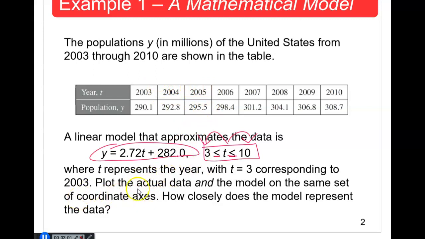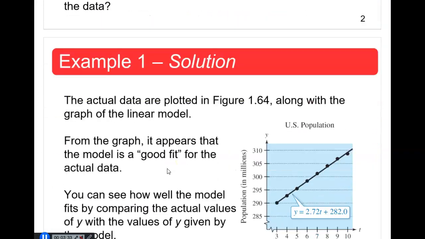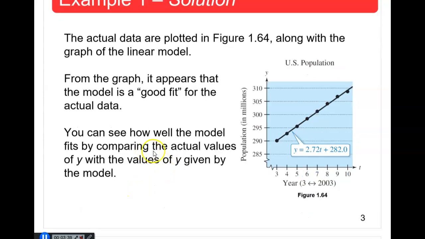So if we plot the actual data and the model on the same set of coordinate axes, the question is, how closely does the model represent the data? So what I'm going to do is graph the linear model that we have here, and then we will compare both graphically, and we'll be looking at the table. I'm going to pause the video and get my calculator ready.